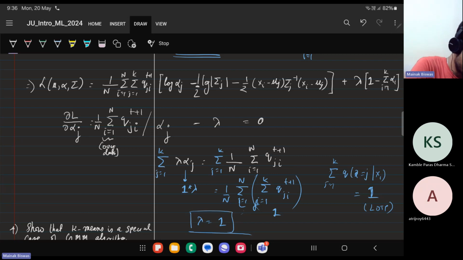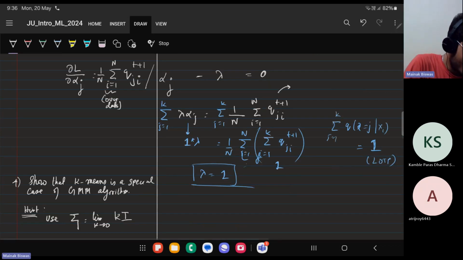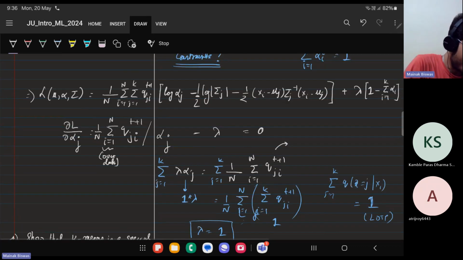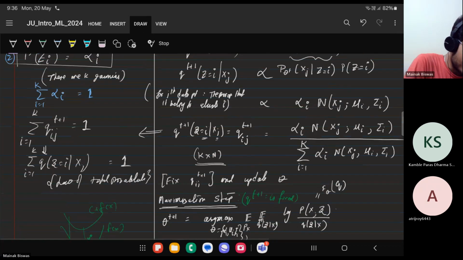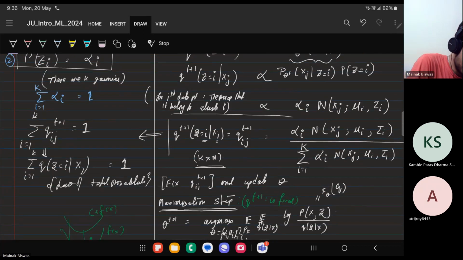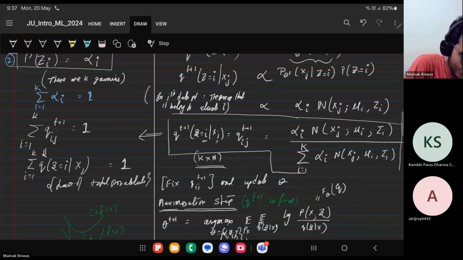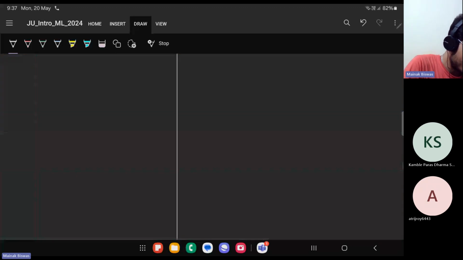Okay. So from here I get this equation for alpha j. So I have got one equation, right? Let me write these equations in a nice form. I think the E step is written well. The M step, I will write it.